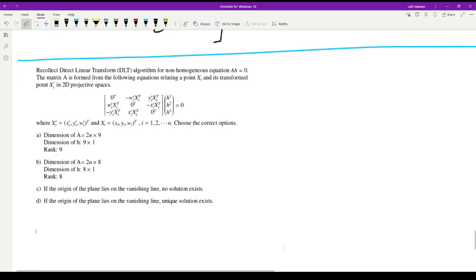Okay, so we have some lengthy question here. Given that we read about this direct linear transform for non-homogeneous equation, what is a homogeneous equation and a non-homogeneous equation? Does anyone remember that? Given the context. So for a homogeneous equation, the right hand side will be 0. For a non-homogeneous equation, you will have some values in the right hand side of the system of equations.